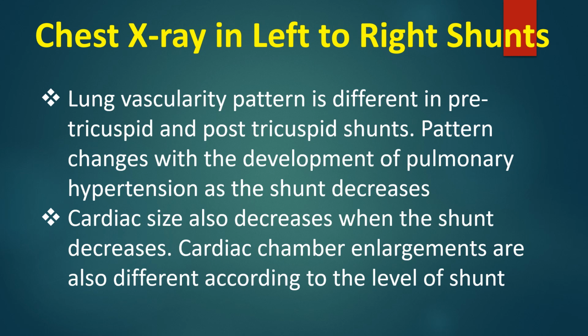Lung vascularity pattern is different in pre-tricuspid and post-tricuspid shunts. Pattern changes with the development of pulmonary hypertension as the shunt decreases. Cardiac size also decreases when the shunt decreases. Cardiac chamber enlargements are also different according to the level of the shunt.